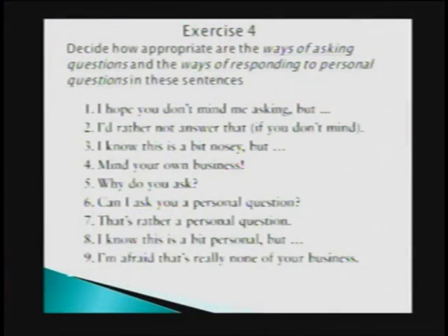Number 6, can I ask you a personal question? All right, so you're asking for permission here. If the person says yes, so maybe the question is accepted. It's appropriate. Number 7, it is an answer. That's rather a personal question. Eso es más bien una pregunta muy personal. Yo no te la quiero responder. No obstante, yo quiero ser educado con usted que a lo mejor me hizo una pregunta incorrecta. That's rather a personal question.